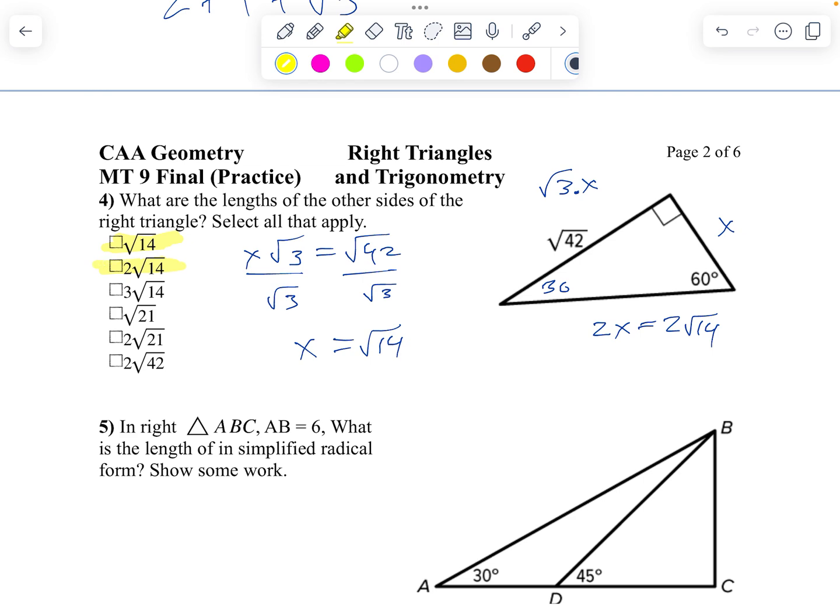If you see a 30, 60, 90 or a 45, 45, 90 triangle on your test, I don't want you using trig. I want the exact answer.